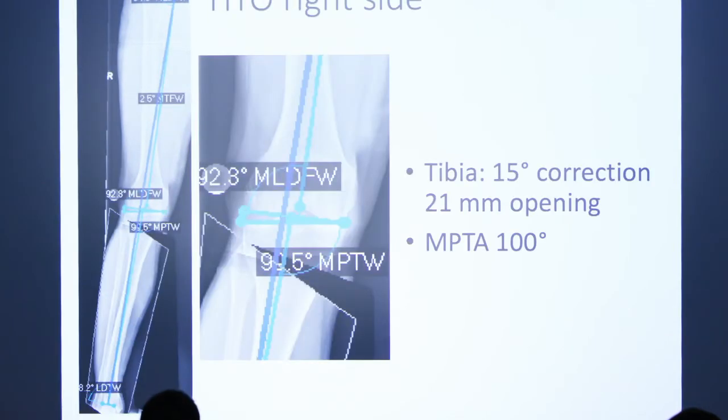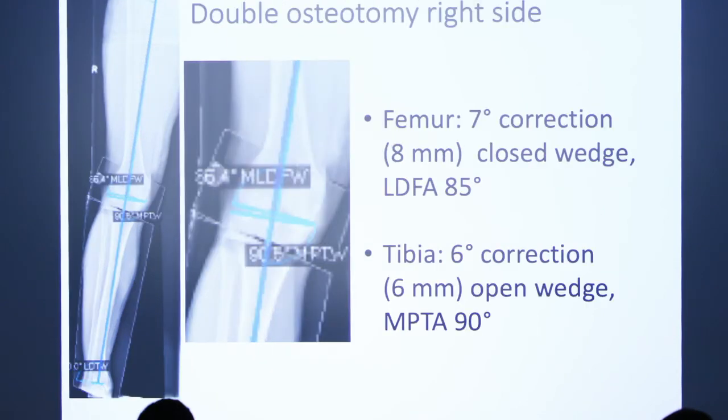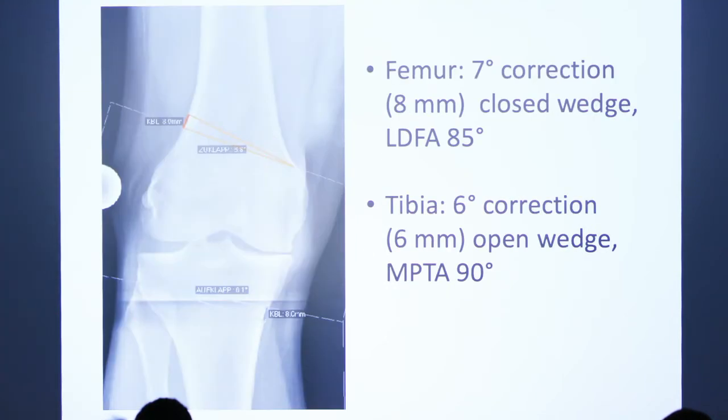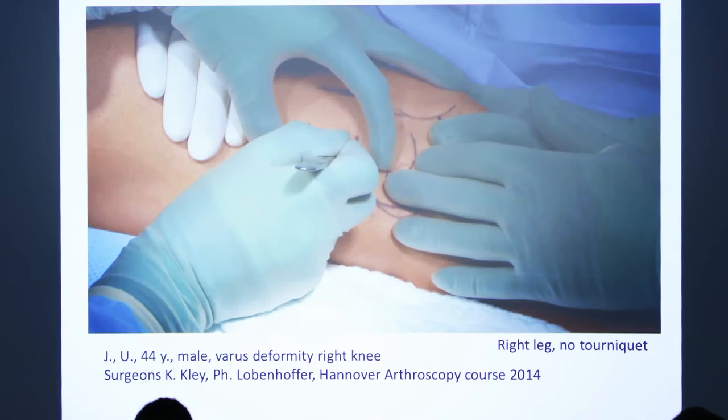So basically, we made this planning and we found if we just make an HTO, because he had it on the other side and he has a varus, we have 100 MPTA after the surgery. So we decided to go back to the drawing board and make a planning again. And that was our planning, and we distributed the opening here to a closure of 8 millimeters at the femur and opening of 6 at the tibia. And this is what we made then in the surgery. And this is the surgery.